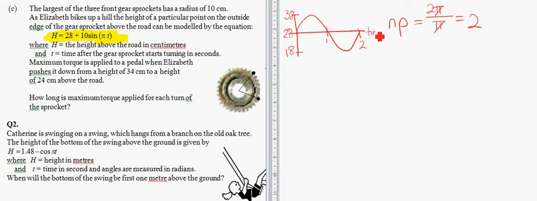Okay, so putting that into the calculator now, we've got time on the x-axis, time in seconds. Maximum torque is applied to a pedal when Elizabeth pushes it down from a height of 34 to a height of 24. So 34 is going to be about there, down to a height of 24, which will be down below here somewhere. How long is maximum torque applied for each turn of the sprocket? So we're really looking for how long to cover that distance from there to there. We need that x value, and that x value there.